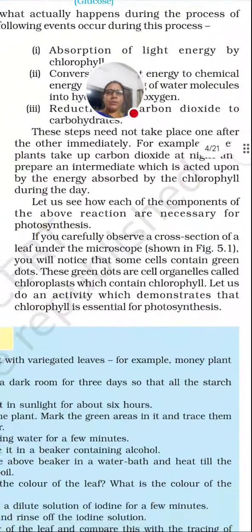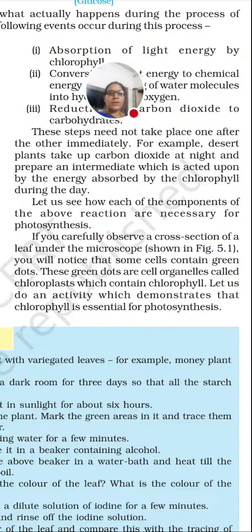The next one, let us see how the components. We already did the different components for photosynthesis. Chlorophyll is needed, carbon dioxide is needed, sunlight is important, water is important. For that, different activities are given. You need to go through them, to see how the different components are important. And moreover, the cross section of the leaf which I explained is also an important topic. If you carefully observe the cross section of the leaf under the microscope, you will notice that some cells contain green dots. These green dots are cell organelles called chloroplasts, which contain chlorophyll. So chlorophyll is present in chloroplast.